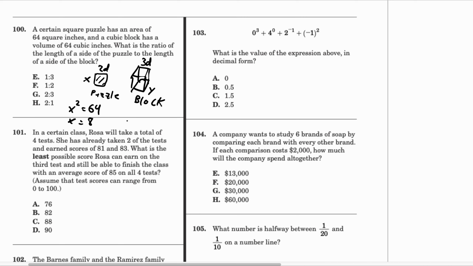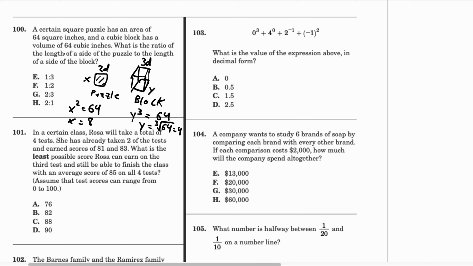So that's one thing. And then for our block, we're going to do y cubed to find the volume, right? Basically, its length times its width times its height, but all of them are y, so it's just y cubed. And that's also equal to 64. So then y would be equal to the cube root of 64, which would just be 4. So y is equal to 4, x is equal to 8.